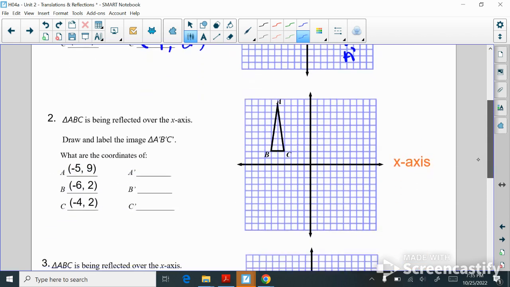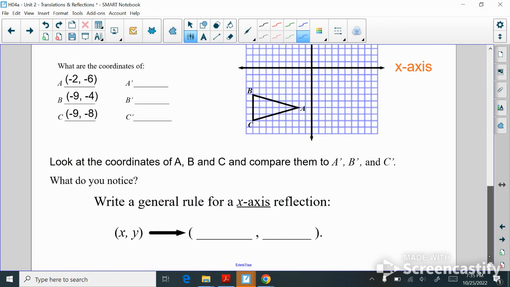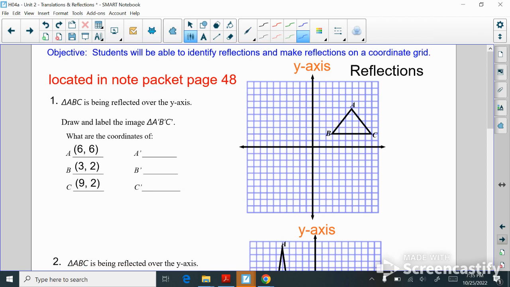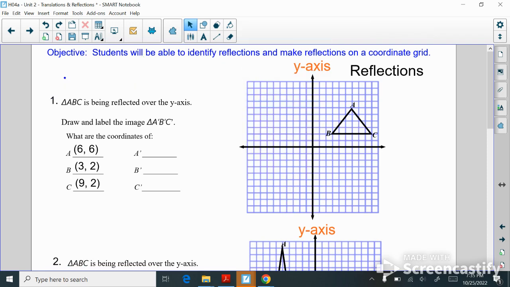In a minute, you'll come back and you'll try these two problems and then just try to write the rule. But for right now, I want you to turn to the next page. And we are now going to reflect over the y-axis. So our y-axis is right here. And similar to what we just did with our x-axis, I need to figure out how far away each point is from my y-axis now.